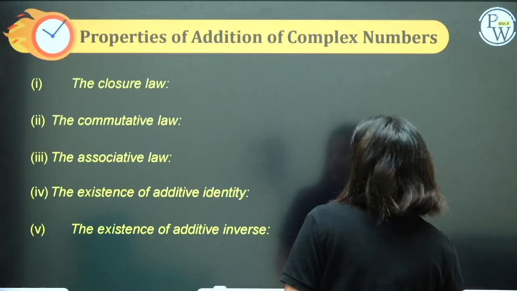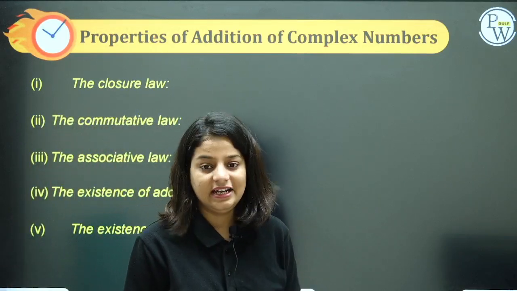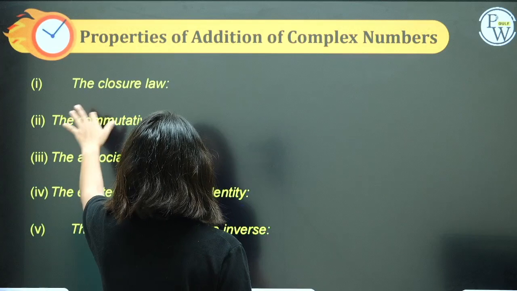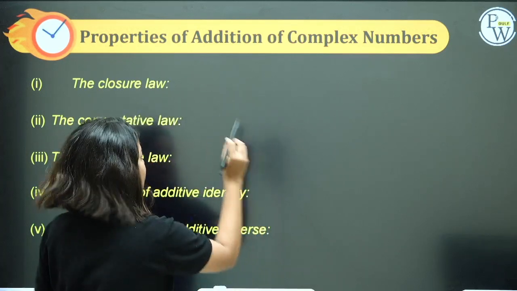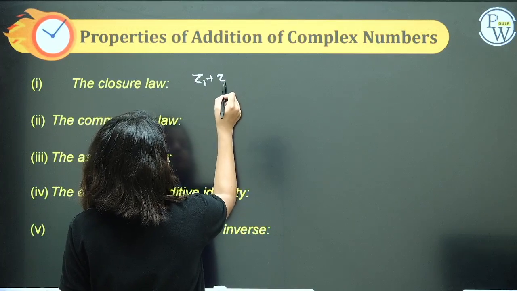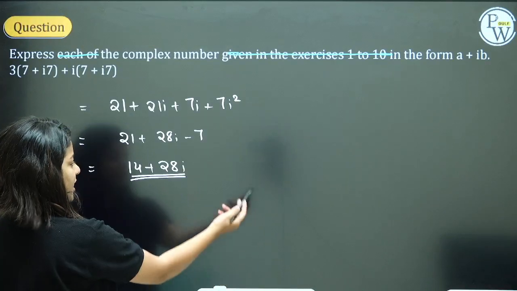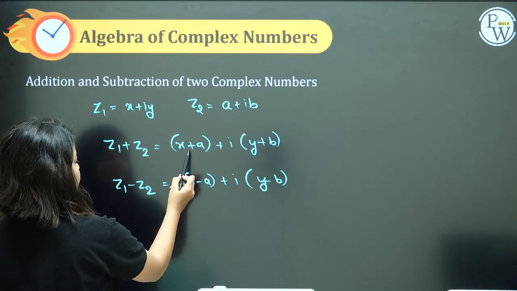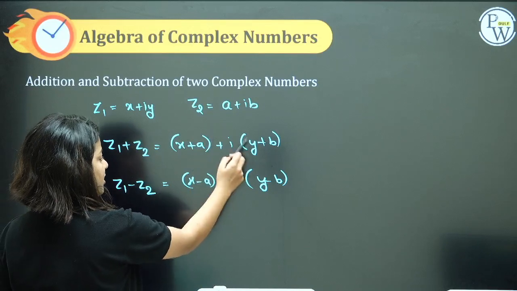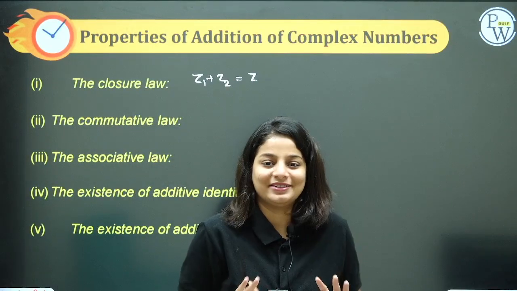Perfect. Let's deal with the properties of addition. The closure law. What does the closure law say? That when you add any two complex numbers, the result is also a complex number. Okay, let's go back. Z1 plus Z2, the result is also a complex number. That's called the closure law. You get a closure.